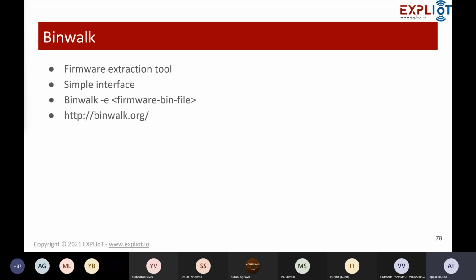The company that created binwalk, called Reform Labs, was recently bought by Microsoft. Since Microsoft was venturing into IoT, this is one of their tools.